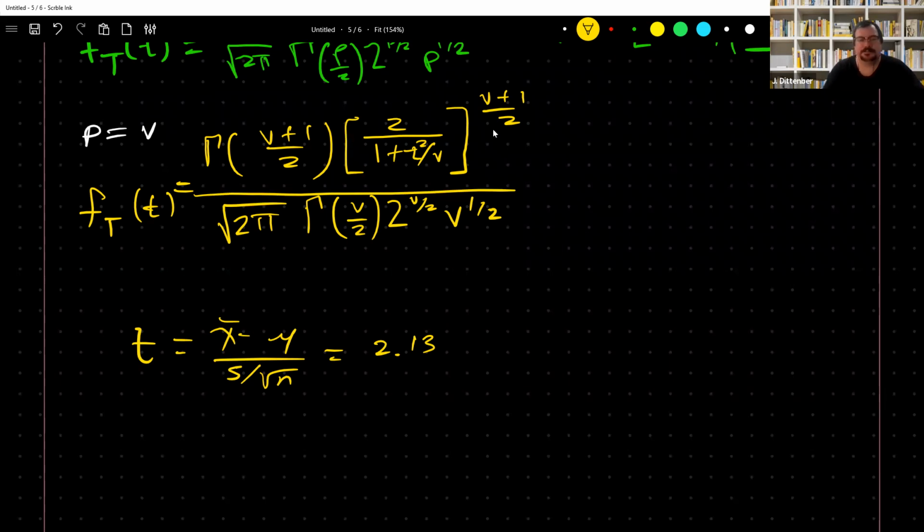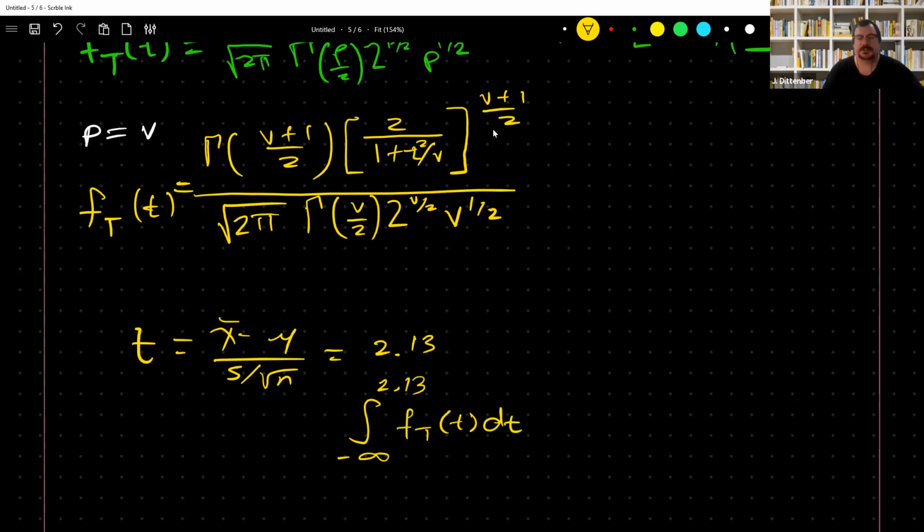Remember that when it comes to continuous random variables, our probabilities are calculated by taking the area under the curve of the probability density function. And if you remember from calculus, how do we find the area under a curve? We have to integrate. So what we need to do here is integrate our probability density function with respect to t from negative infinity to 2.13.